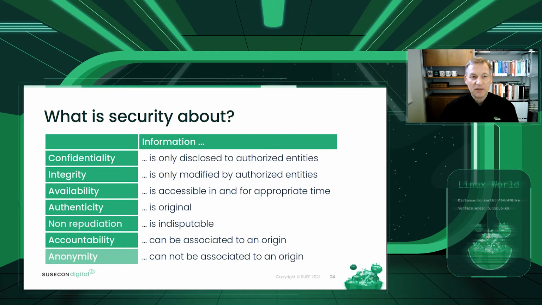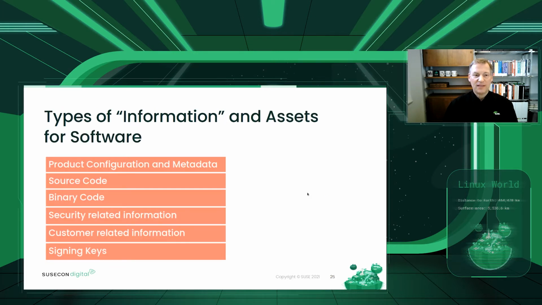But what is meant with information here? Information or assets of software, and for software, we can look into 6 categories. If we are looking at a software product, it is about the product configuration and the metadata of the product. It is definitely, though, also about the source code of the software, and it is about the binary code, very obviously.